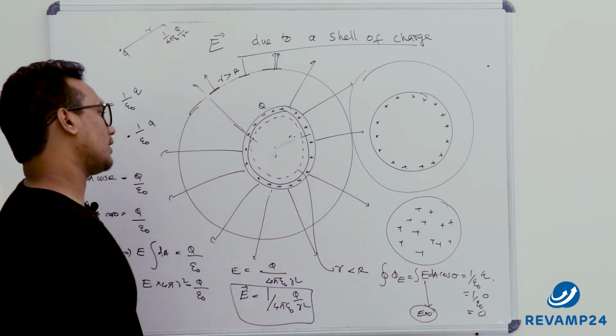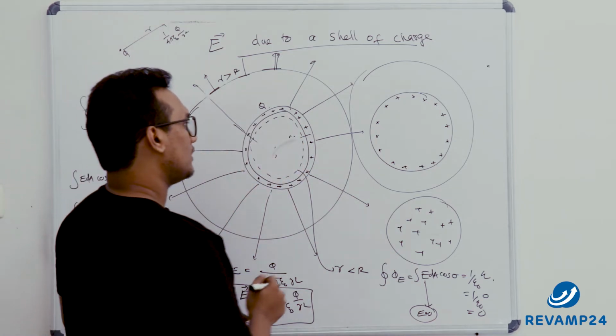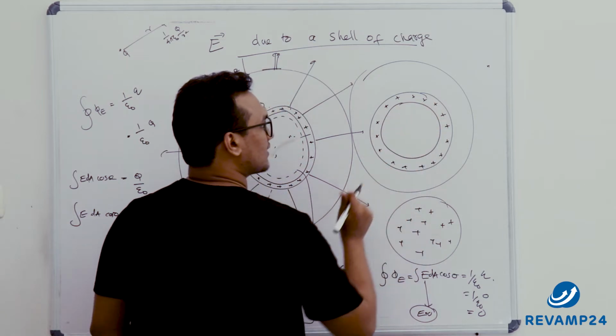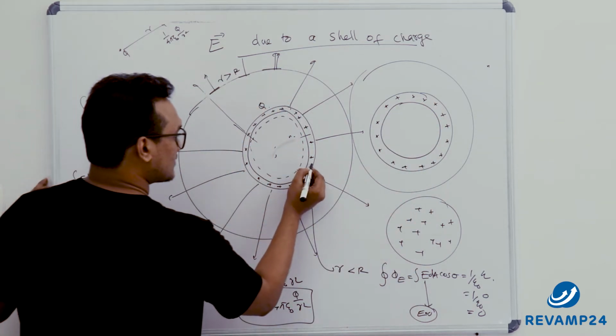This is a very important relation. See, inside the shell, E is equal to 0. Here also, if you are considering an area in this way, here there are no charges enclosed, so the electric field inside will be 0. Now what will be at the surface?